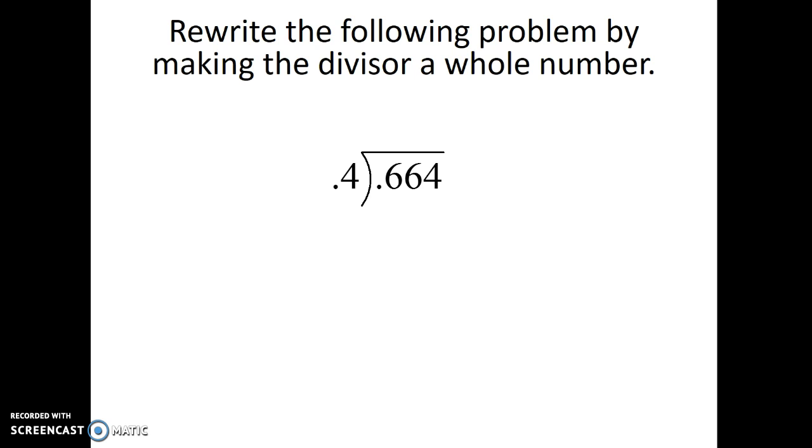Okay, let's look at another one. First, we're going to rewrite this problem, making the divisor a whole number. So pause the video and rewrite this problem in the work section of your WSQ. Okay, let's see how you did.